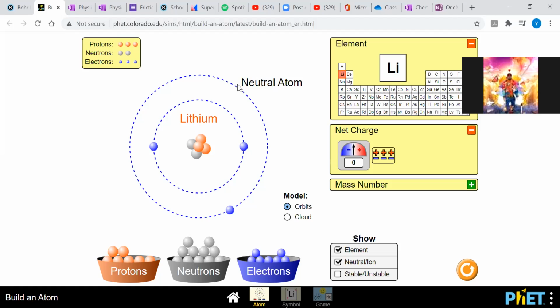And remember, if it's not neutral, it's called an ion. Right now I have 3 electrons and 3 protons. If I have more electrons, now I have a negative charge. So this is a -1, -2. You can see right here, I have 2 more electrons than protons. I know some of you are like, I know this. We're just trying to refresh. So I can add more protons and get back to neutral.